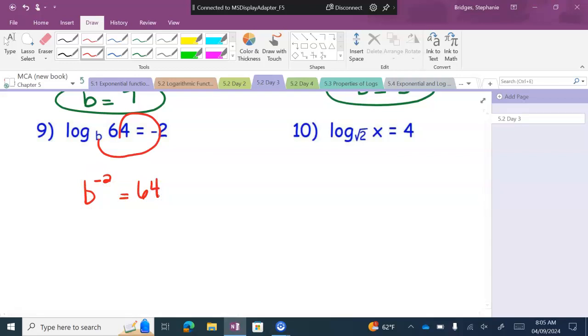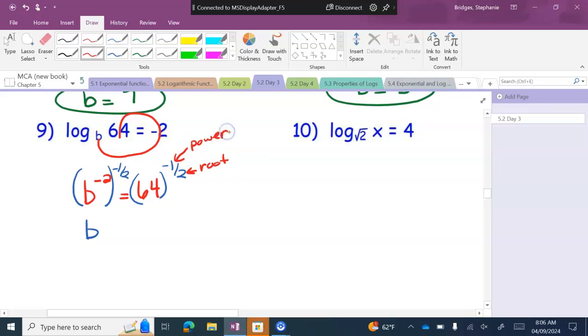Now my exponent is negative this time, isn't it? So I can't take a negative. Can you take a negative square root or something? No. Okay, so let's use the reciprocal. What is the reciprocal of negative 2? Negative 1/2. Okay. So that means we are going to take the square root, and then we are going to raise that to the negative 1 power.